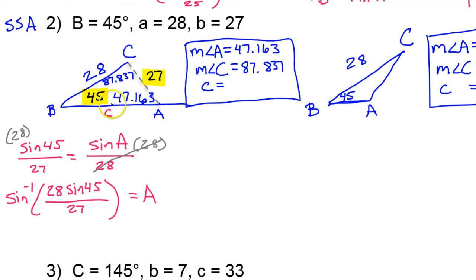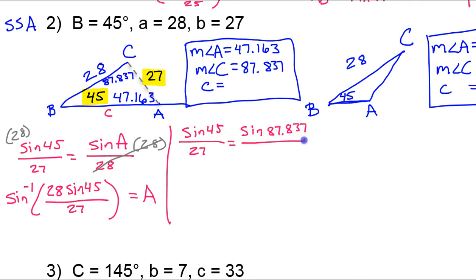Side C is this right here. So I can do the law of sines again. So I'm just going to put a little line right here. I'm going to use this same ratio that I had before. So I'm going to do sine 45 over 27, just like before, should equal the sine of angle C over side C. So I'm going to say the sine of 87.837 over side C.